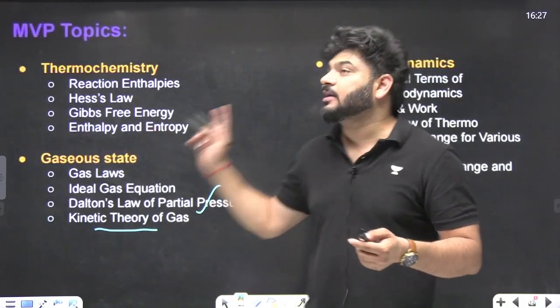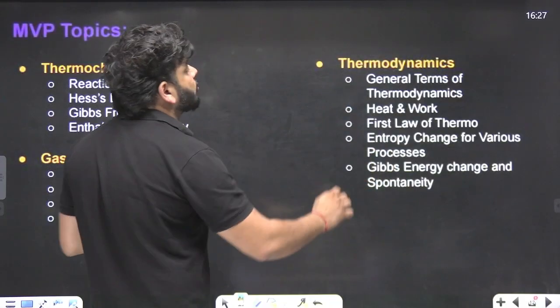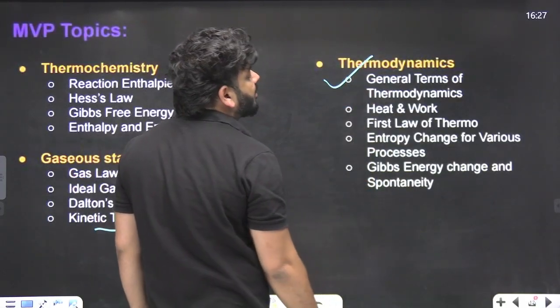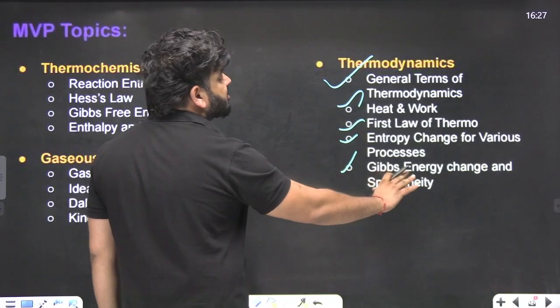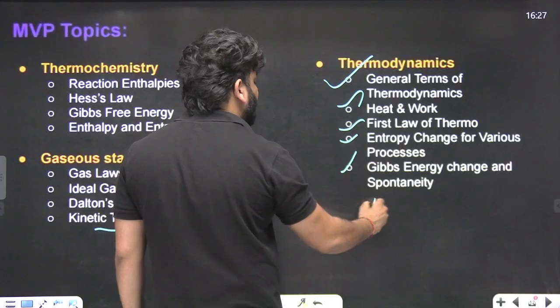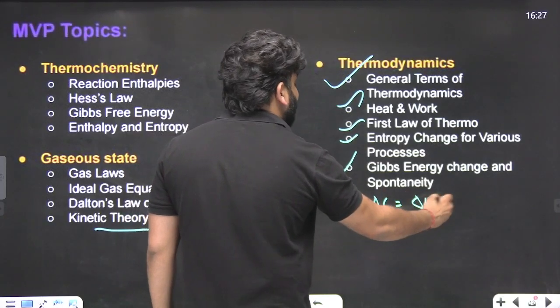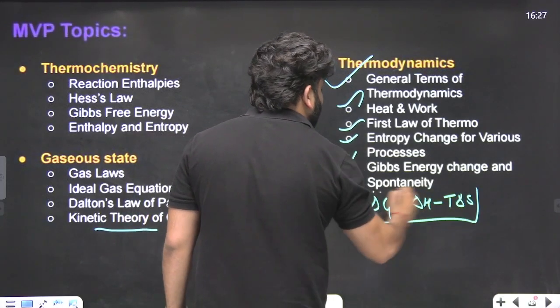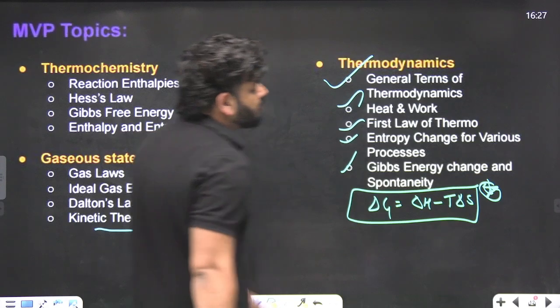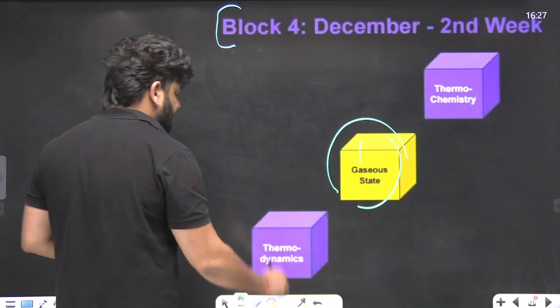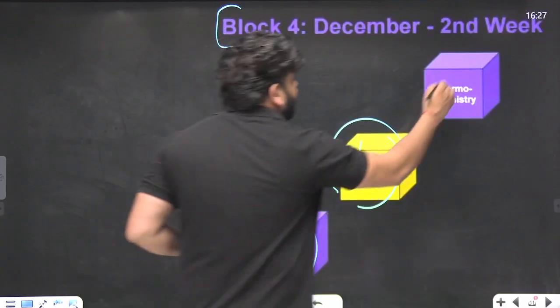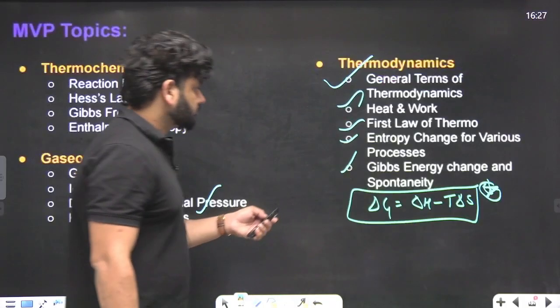Then thermodynamics is here. Guys, in thermodynamics, you need to cover general terms of thermodynamics. Heat and work is very important. First law, second law, then Gibbs energy and spontaneity. These formulas are very important. Delta G equals delta H minus T delta S. Believe me or not, definitely a question will come from this equation this year. So first you have to cover this, second is thermodynamics, and third is thermochemistry.